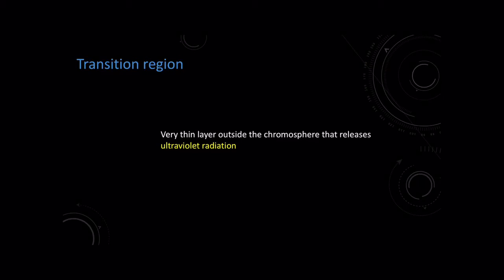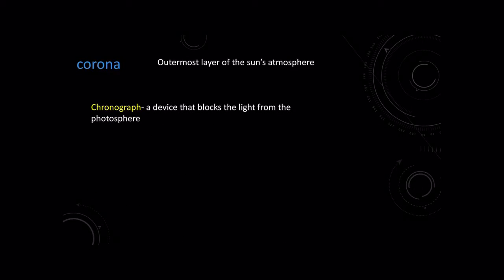Then you have the transition region outside of the chromosphere. It is a very thin layer and it releases ultraviolet radiation. The outermost layer of the sun's atmosphere is, of course, the corona. It's a huge hot blanket of gas that extends hundreds of thousands of kilometers from the transition region.